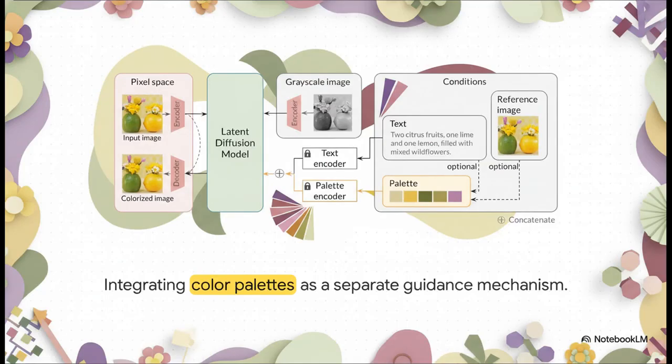But to solve this language bottleneck, researchers are now developing these absolutely fascinating new architectures that use separate dedicated palette encoders. So instead of trying to force a color description through a text encoder, a specific color palette is encoded and fused directly with the text embeddings right inside the latent diffusion model. It's brilliant. This completely bypasses those language limitations and forces strict mathematical color harmony onto the generated output, completely independent of whatever your text prompt says.